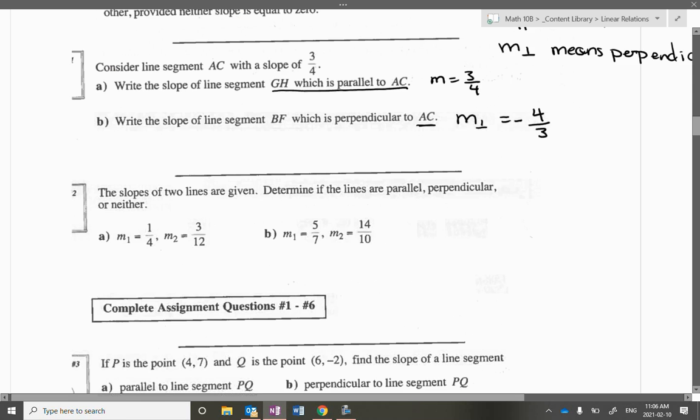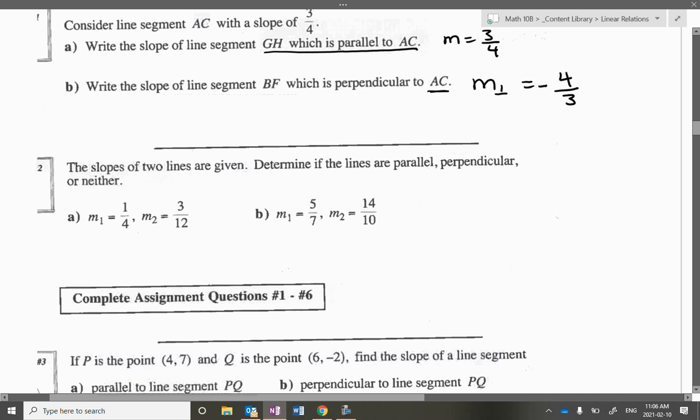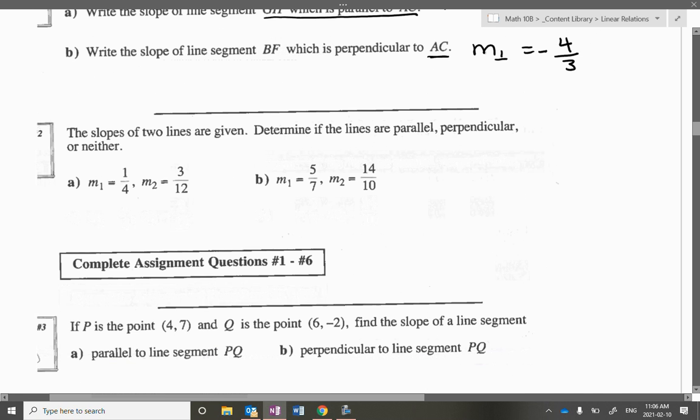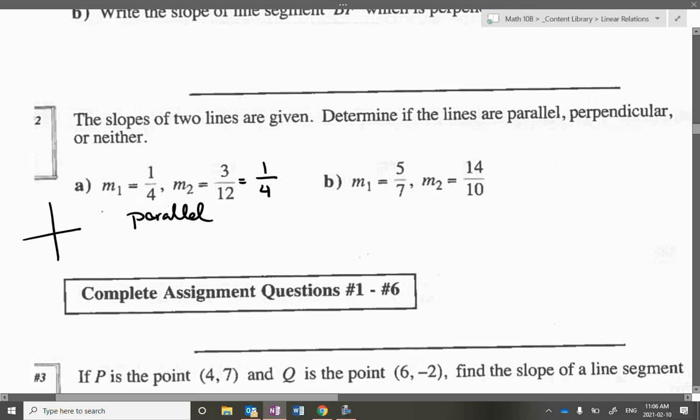So example 2, the slopes of two lines are given. Determine if the lines are parallel, perpendicular, or neither. So 1/4 versus 3/12. Is 3/12 reduced? No. If I reduce it, divide both by 3, I get 1/4. They have the same slope, which means what are the lines? Parallel. So on my Cartesian plane, both lines are going to have fairly shallow slopes, like that.